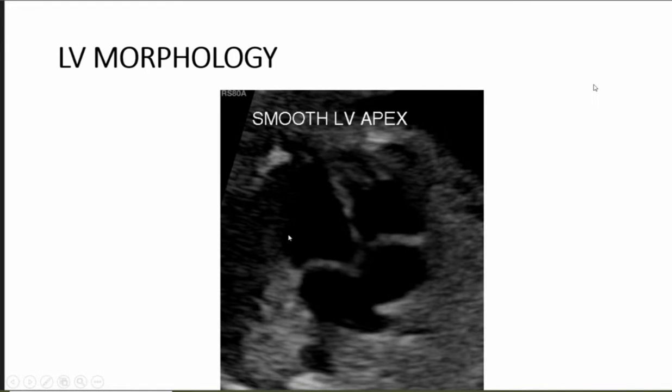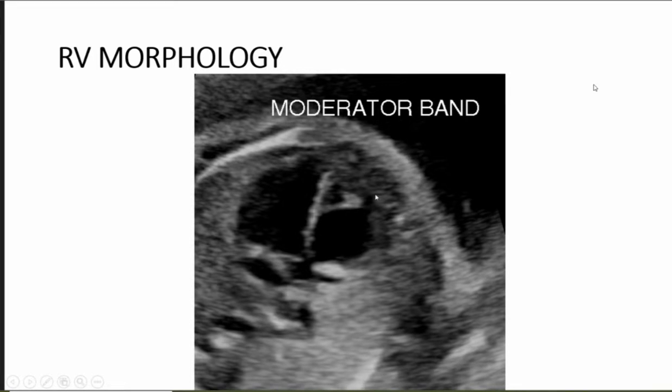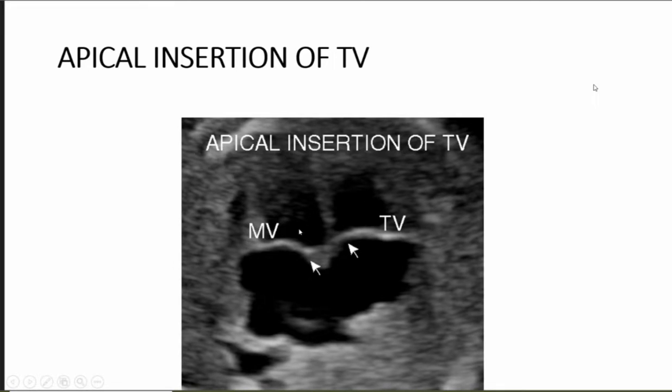The left ventricle has a signature of forming the apex and having a smooth internal surface. The right ventricle has a signature of being more trabecular and having an echogenic moderator band which connects the interventricular septum with the papillary muscle. The tricuspid valve inserts more apically, the mitral valve inserts more basally.